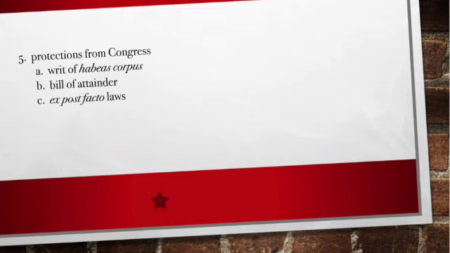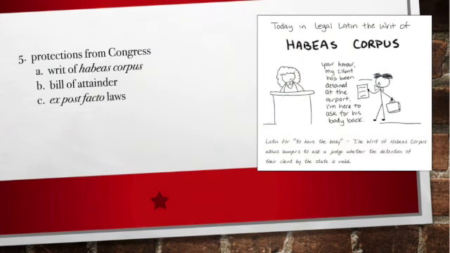Second thing you're protected from, Congress can't pass what are called bills of attainder. Congress cannot pass what are called bills of attainder. This is any law that would punish you without the benefit of a trial.